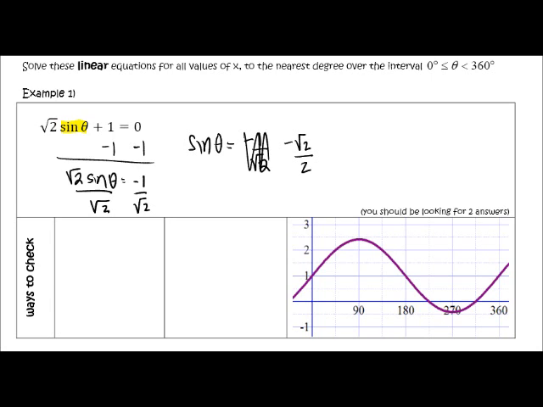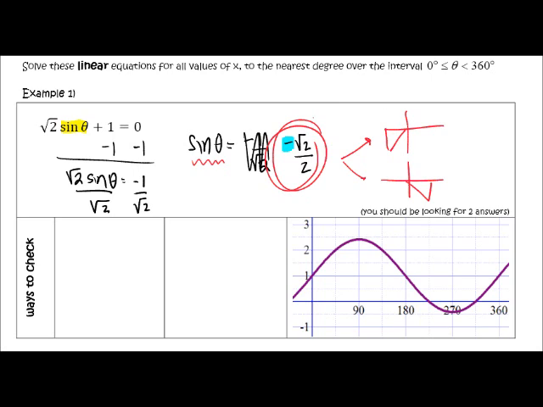Now, this negative sign plays a huge part in determining what our theta is. We need to figure out which angle has a sine of negative radical 2 over 2. If you're thinking that there should be two answers, you're right. I know two places where sine is negative, in quadrant 3 and also in quadrant 4. So there's going to be two answers for theta.